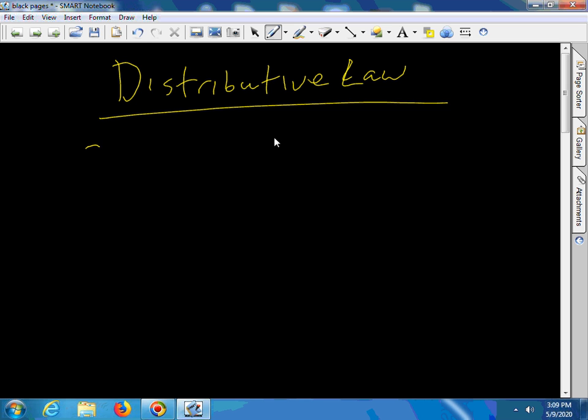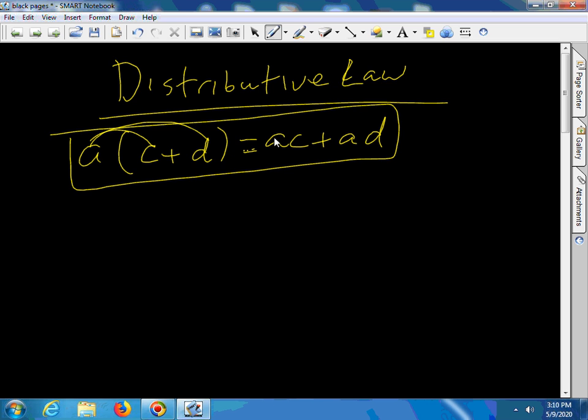Distributive. Let's actually write it down. It basically says that A, let me just use different letters. Basically says that you can distribute. And that's it. That's the law. End of the video. Well, of course not.